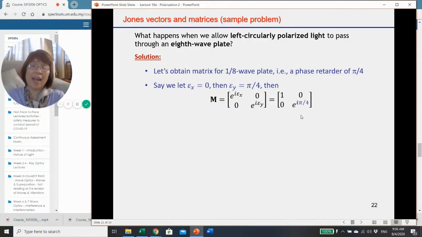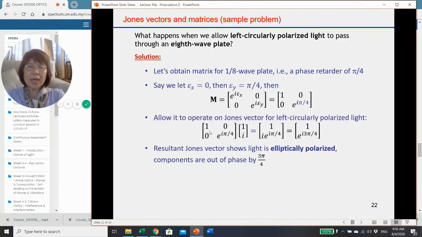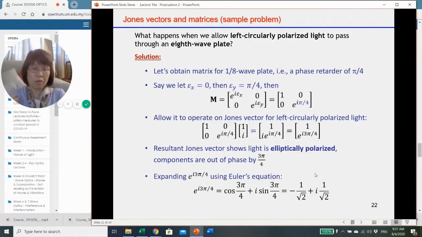Remember I told you that we can actually write in different forms as long as the phase difference is what is stated. Then we allow this to operate on the left circular polarized light. So what do we get? 1 times 1, 0, still 1, 0 and 1, 0. Then this element in this vector will be i, exponential i pi over 4, and is equal to exponential i 3 pi over 4. So the resultant Jones vector shows that the light would be elliptically polarized and the components are out of phase by 3 pi over 4.